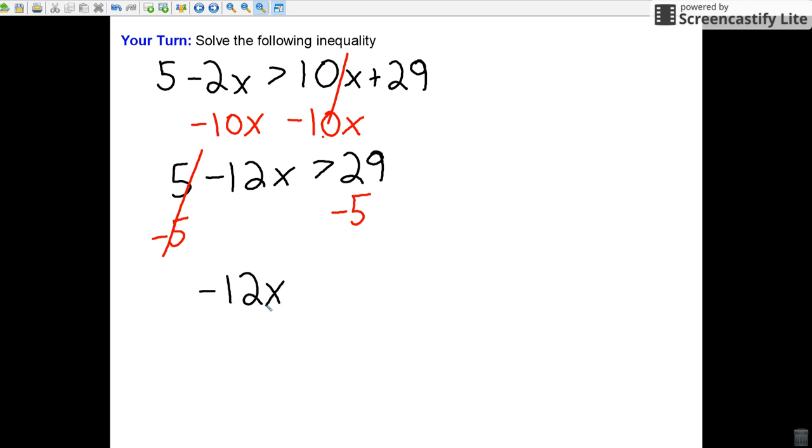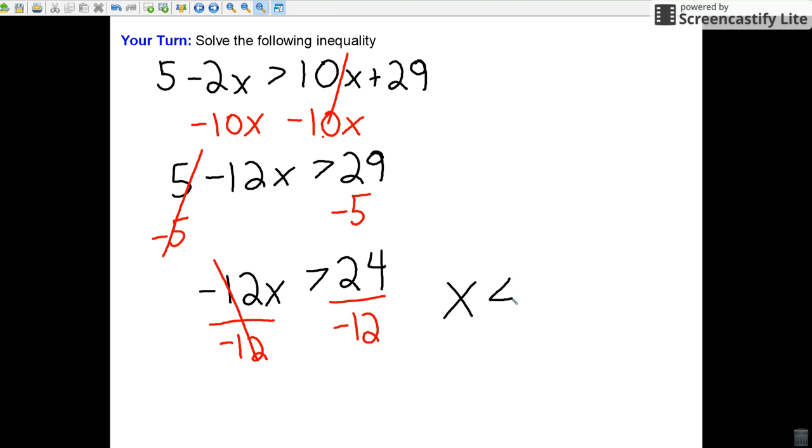Once again, you can see here that we are going to have negative 12x is greater than 24. We will have to divide both sides by negative 12. So very important that we remember to flip our inequality sign because we are dividing by a negative number. So the final answer is x is less than negative 2.